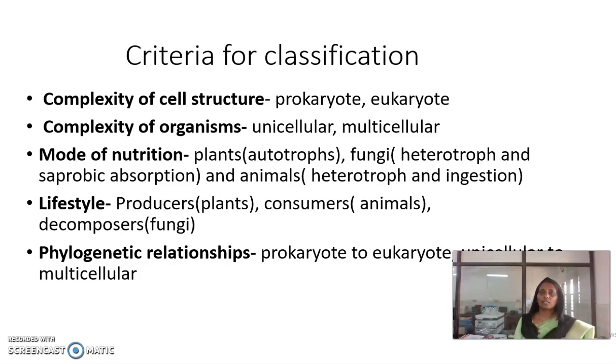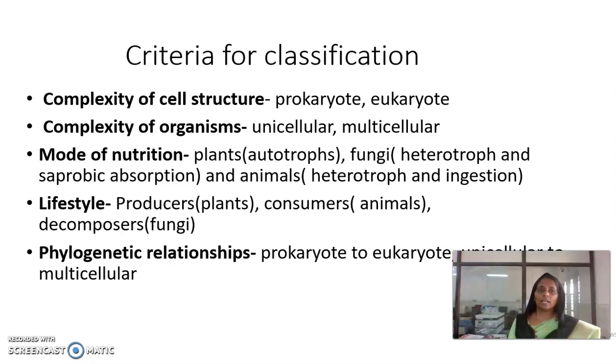The complexity of cell structure mainly includes whether the cell is a prokaryotic cell or a eukaryotic cell. Complexity of organism means the complexity of cellular organization, whether it is unicellular or multicellular. Then mode of nutrition includes whether the organism is capable of preparing food or it is depending on other organisms for their food, that is whether it is an autotroph or a heterotroph, and some of them are saprophytic, that is they mainly depend upon dead and decaying organic matter.